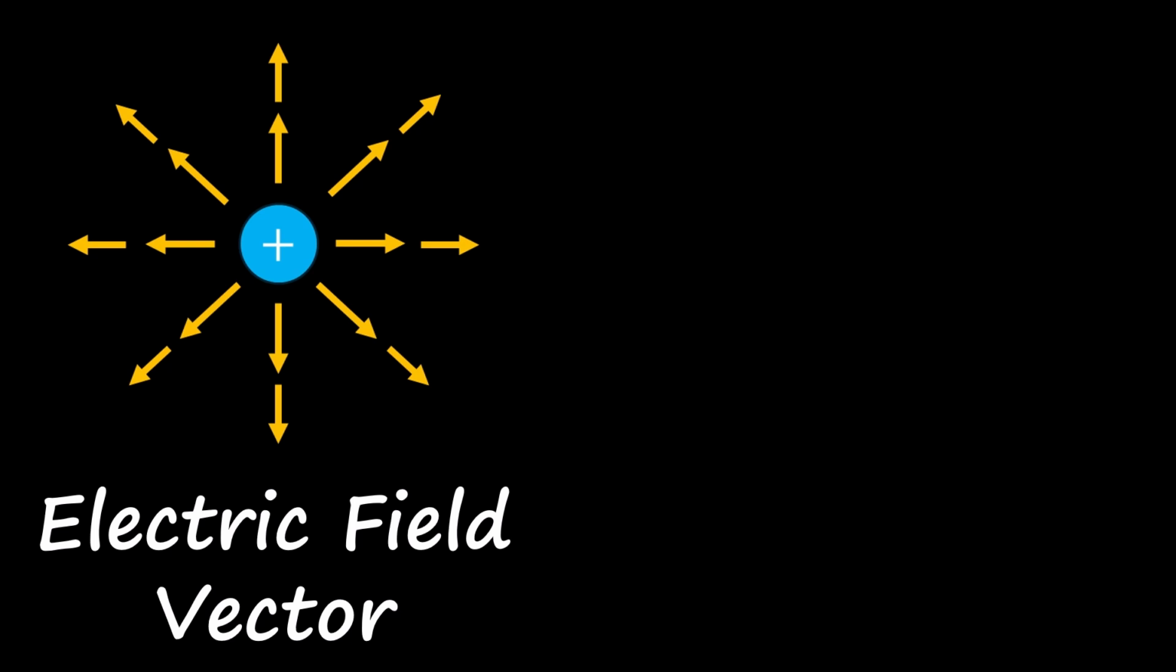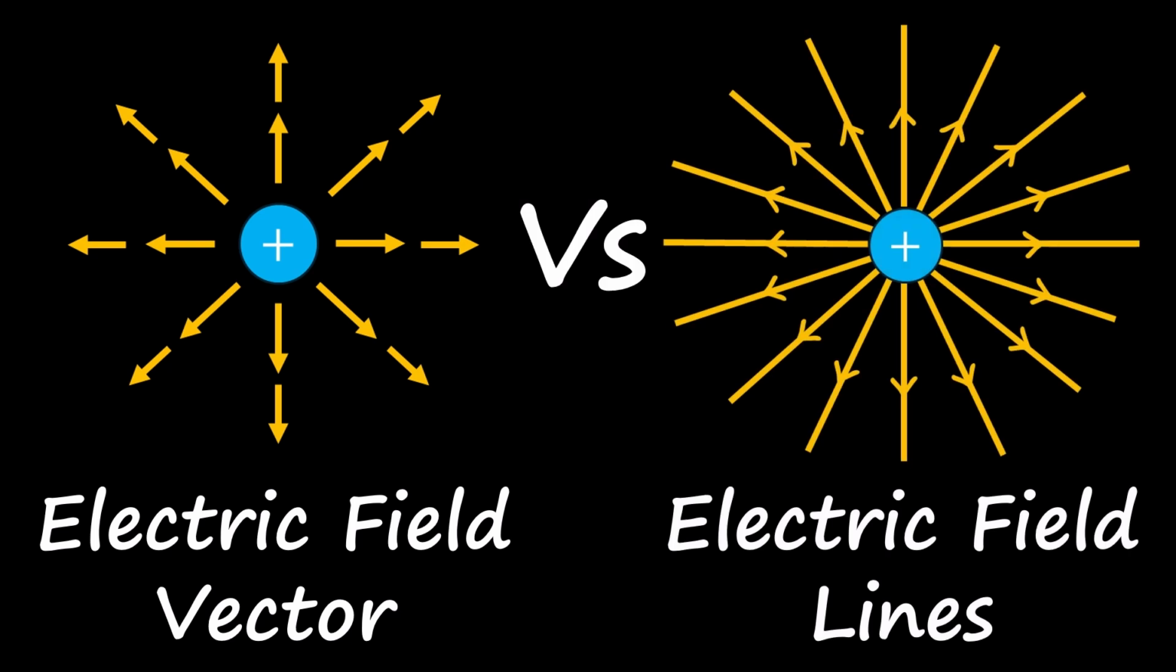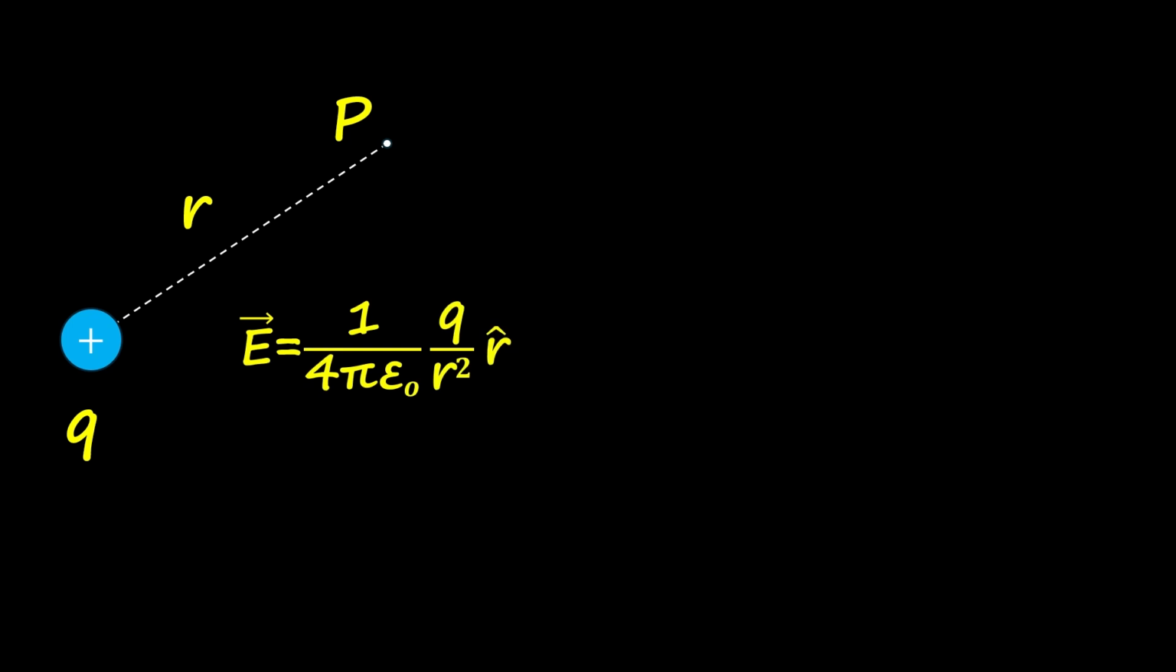Hello everyone. In this video we are going to discuss the difference between electric field vector and electric field lines. Let us take a point charge Q and a reference point P, and this point P is at a distance r. Then the electric field at point P is given by this expression, and the direction of the electric field is given by the r cap.